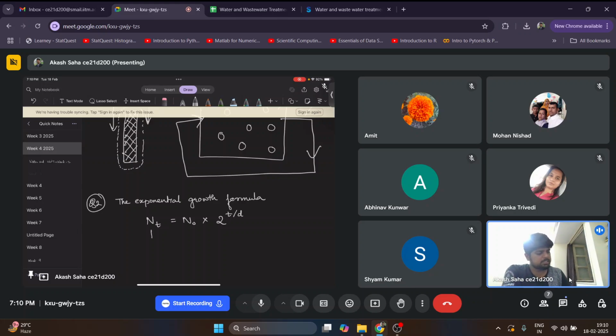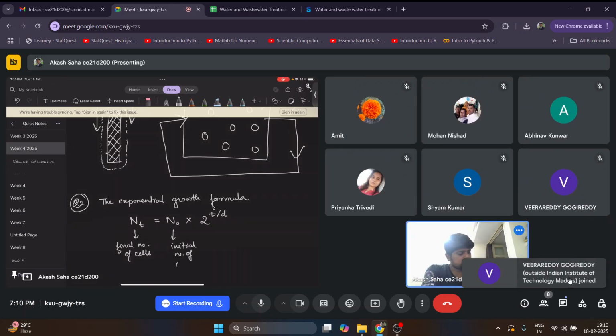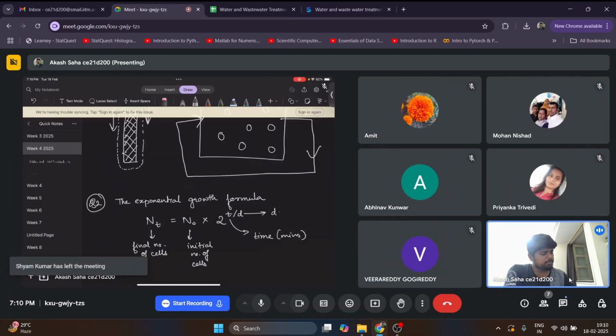Okay, so this N_t is the final number of cells. This N_0 is the initial number of cells. This t is nothing but the time given, for how much time, in minutes or whatever. And this d is nothing but the doubling time, in how much time it is doubling.